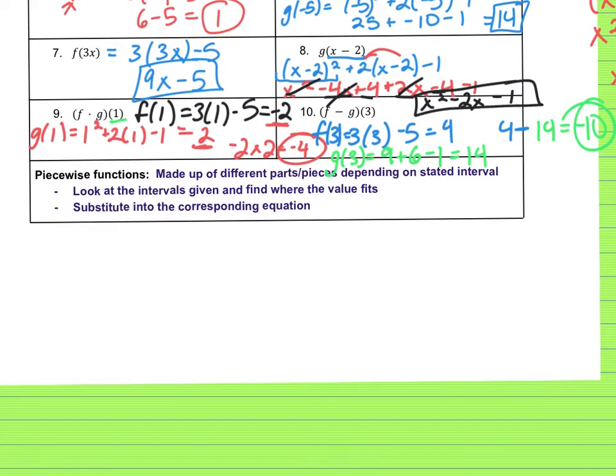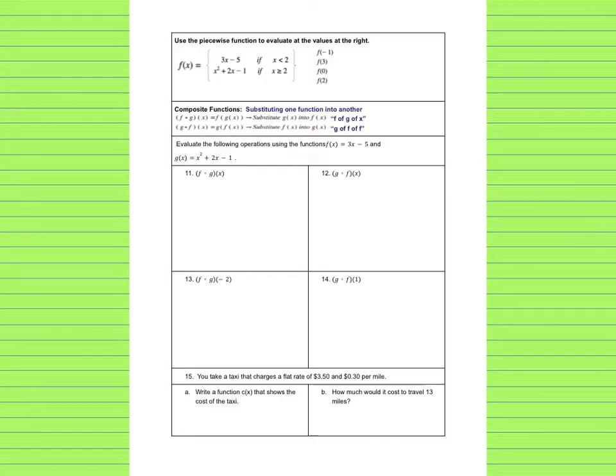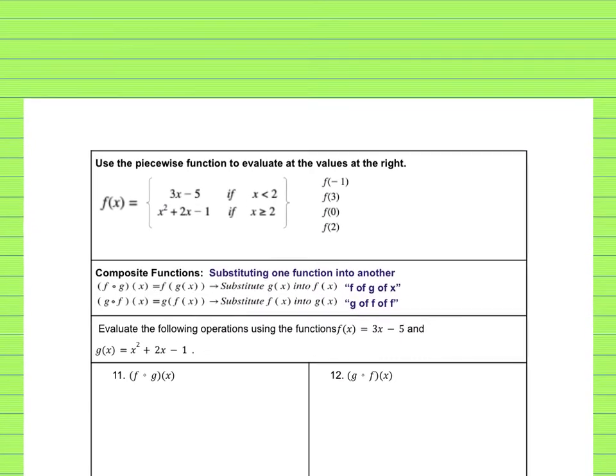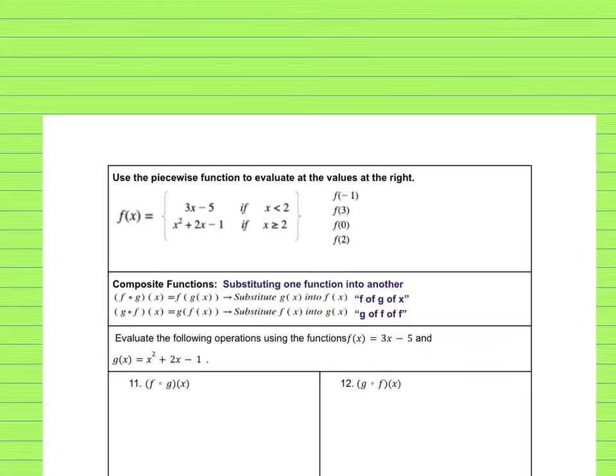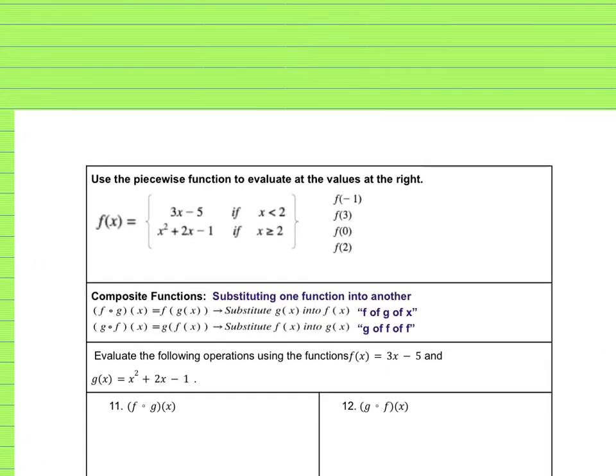I know this section is pretty long compared to the others. Piecewise functions. These are made up of different parts and pieces depending on the stated interval. So we have to look at the intervals given and find where the value fits and substitute that. Looking here at the very top, we've got this piecewise function. Don't let this confuse you. It's not as hard as it looks, but I'm going to show you how to break these down. This is just one function, but it's split into pieces.